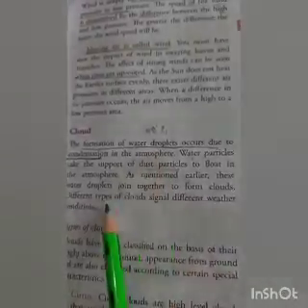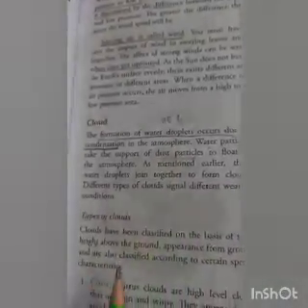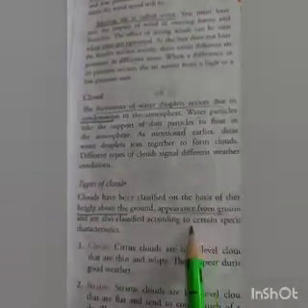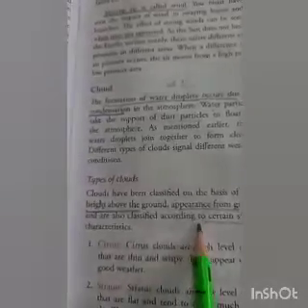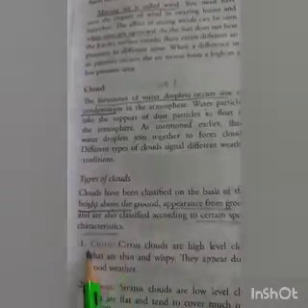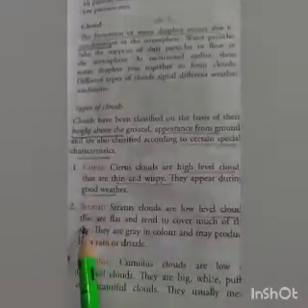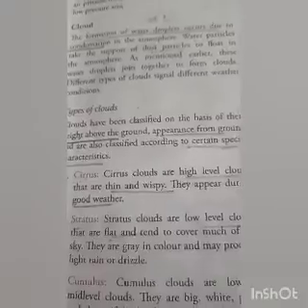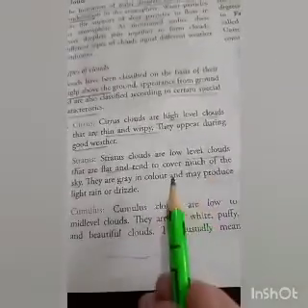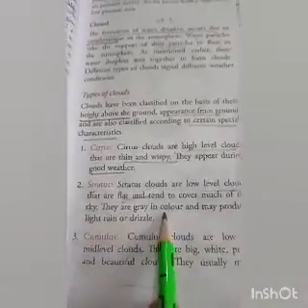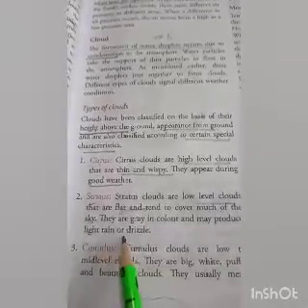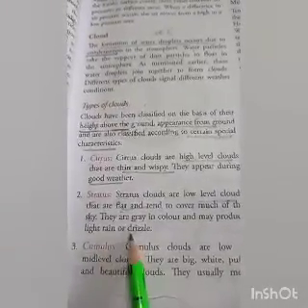So now there are different types of clouds formed in the atmosphere based on the height above the ground and the appearance. They are also classified according to certain special characteristics. They are cirrus clouds. Cirrus clouds are high-level clouds. They are thin and wispy. They appear during good weather. Right? Stratus clouds are low-level clouds that are flat and tend to cover much of the sky. They are grey in color and may produce light rain or drizzle. Drizzle is light rain, right?